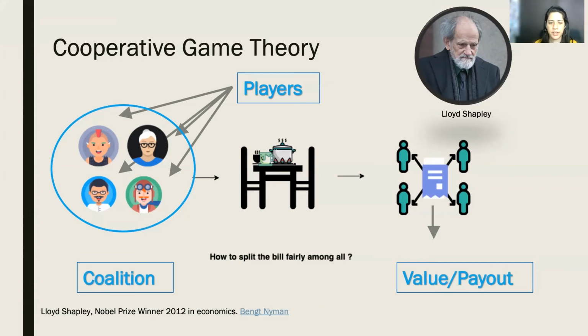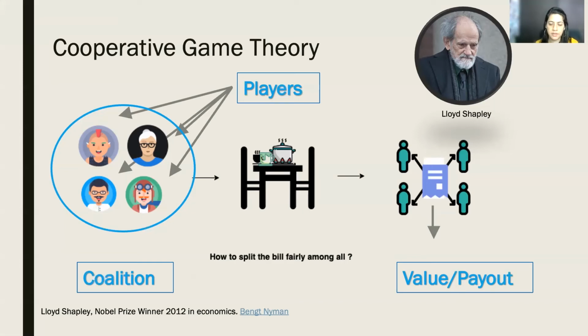And so Lloyd Shapley, he was an economist and he won a Nobel Prize in 2012. He introduced the concept of Shapley values. And what these values did was they measured the average contribution of a player. So what do you mean by a player? All these members inside are called players, and they are in a coalition, a group, and they are working towards this value or this payout.